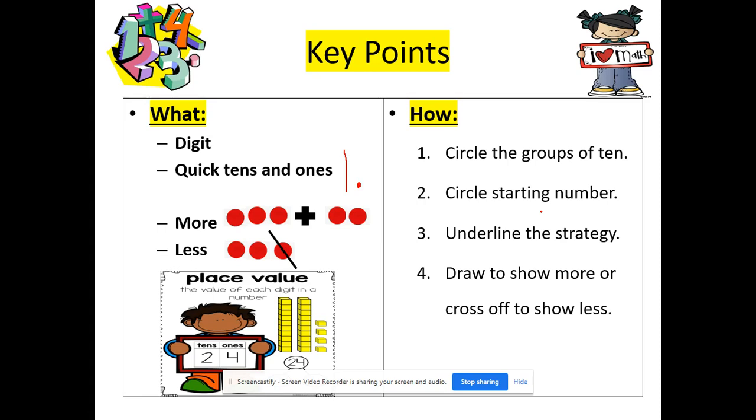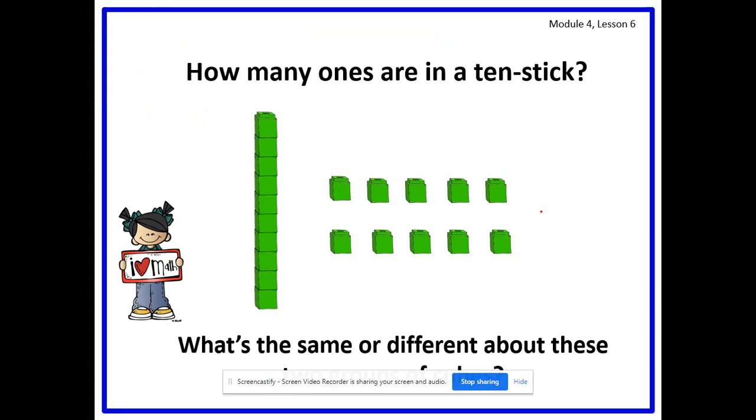Here we go. You're sitting tall. You're listening. Look at my picture. How many ones are in a 10 stick? Get ready. Yes, there is 10 ones. So if you see all these little cubes in a 10, you have 10 ones.